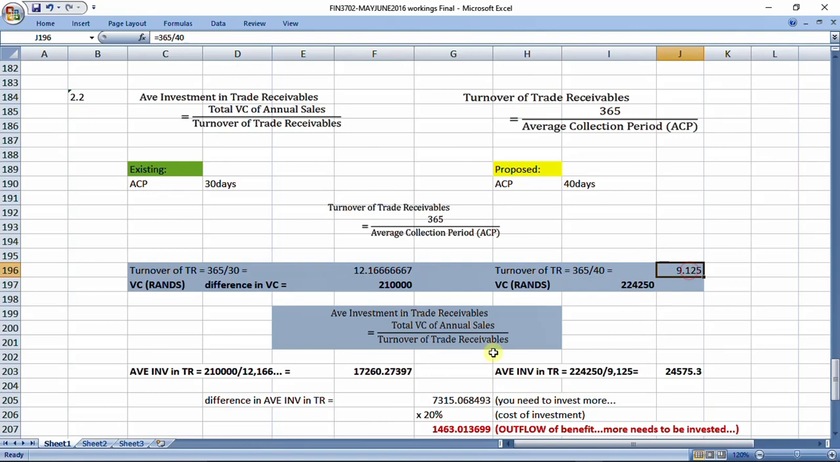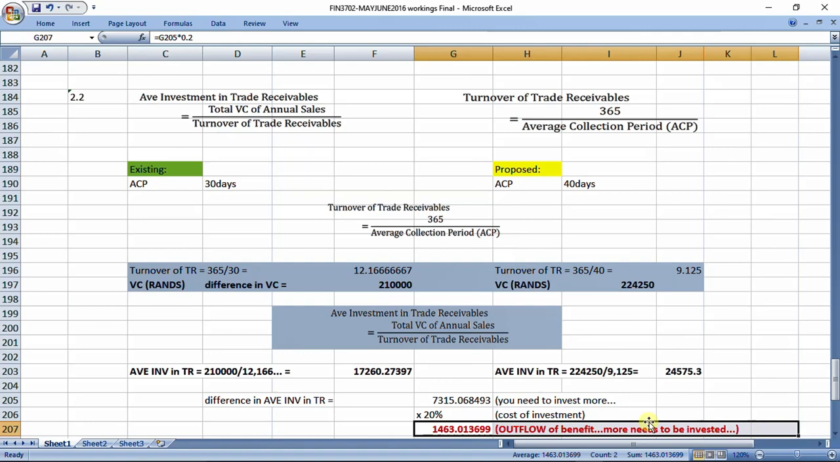So start with this. No, start with that, because you have the ACP. Where's the ACP? Go back to the question. There it is. 30 days to 40 days. In the existing period, notice on the left, 365 divided by 30 gives me that figure. In the proposed, relaxed credit policy scenario, I'm going to have 365 divided by 40. That gives me that measure. So you've got this measure and that measure. Once you've got that, the turnover of trade receivables, then you can work out your average investment. This divided by that gives you those figures.